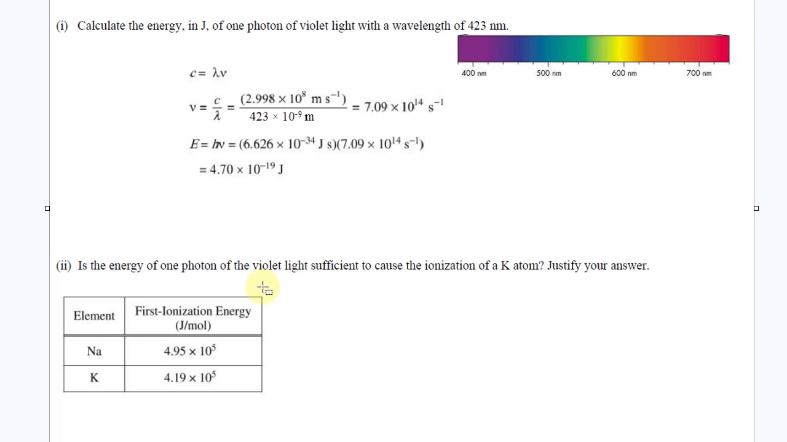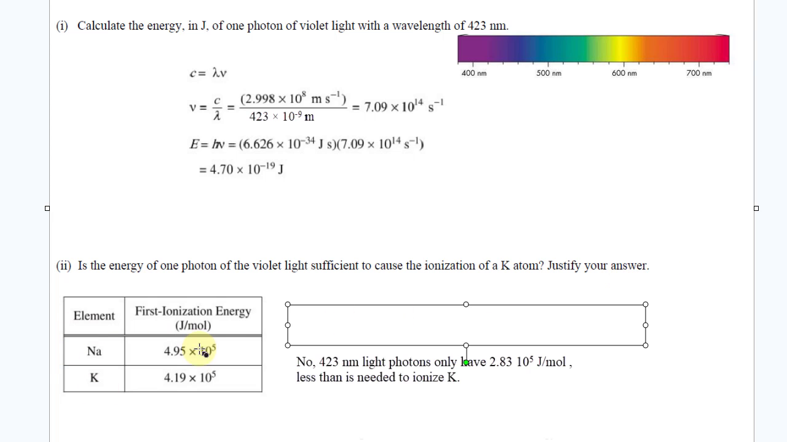Is the energy of 1 photon of violet light sufficient to cause the ionization of the potassium ion? And justify your answer. Well, what about our potassium ions? Here's their ionization energy. Here's potassium, 4.19 times 10 to the 5. Pretty big number, but this is per mole. This is the ionization energy per mole. Now, we've got photon energy, but just per 1 photon. We need to scale it up per mole.